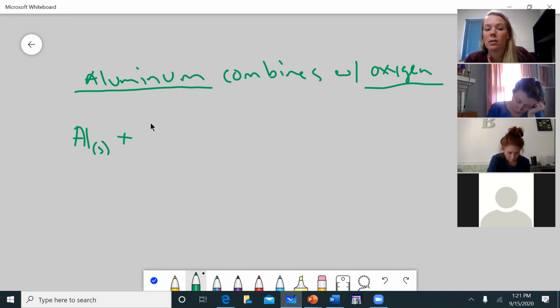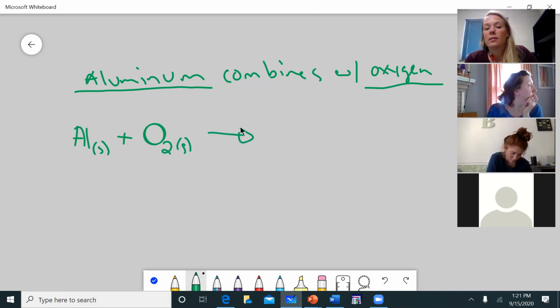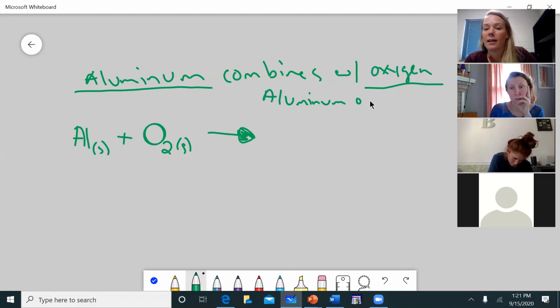Combines with oxygen. Now oxygen is not just going to be O. Oxygen is one of those special diatomic molecules, so we want to put it as O2. And I'm going to put a little G next to it because it's a gas. So now we have to combine these two things together. Can you do that? Yes, you can. Can you name it? Yes, you can. Aluminum combined with oxygen produces something called aluminum oxide. Remember that? We name the metal and then we base and we ide it.